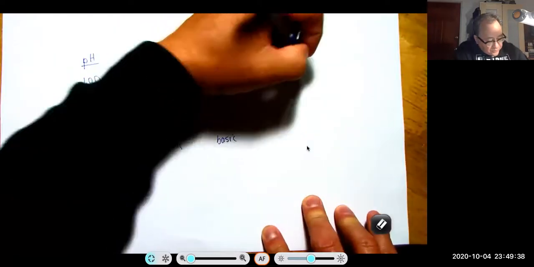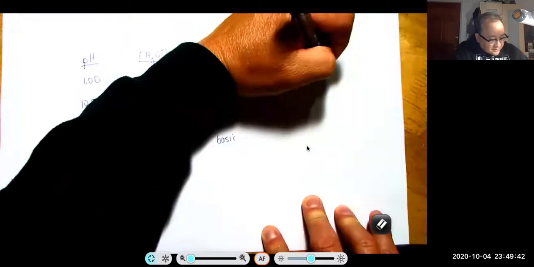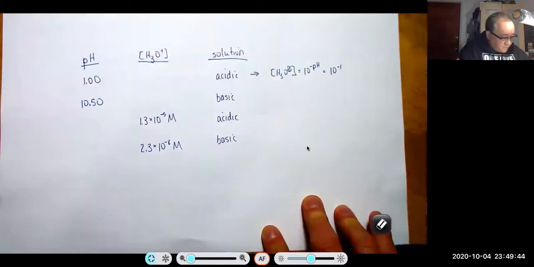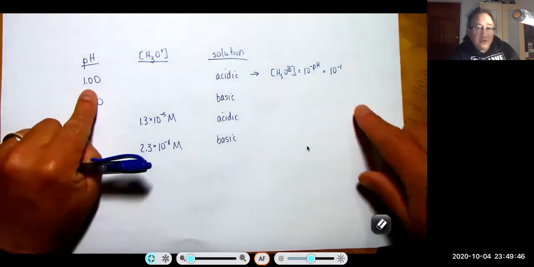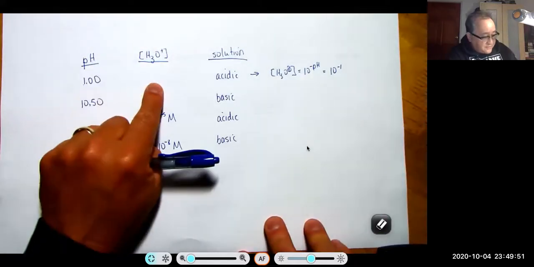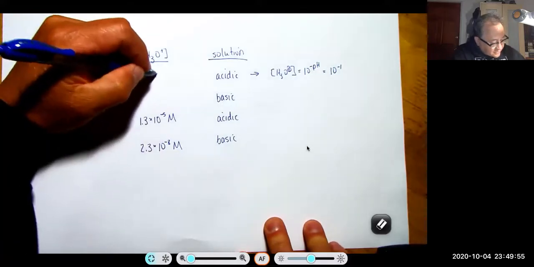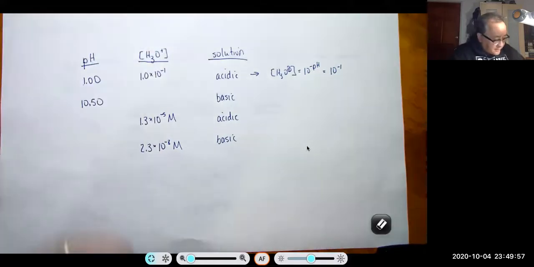To do this problem, to get the hydronium ion concentration, we're going to do 10 to the negative pH. So here, that's going to be 10 to the minus 1. And here, you have 2 digits after the decimal, so we're allowed 2 significant figures. So we have 1.0 times 10 to the minus 1, and that's molarity.